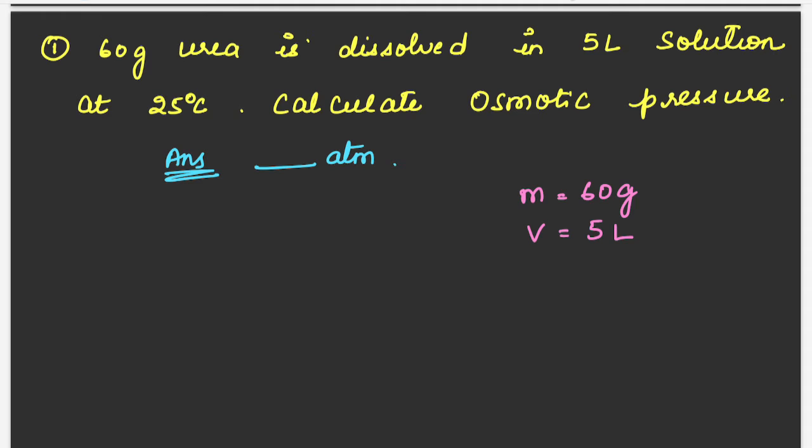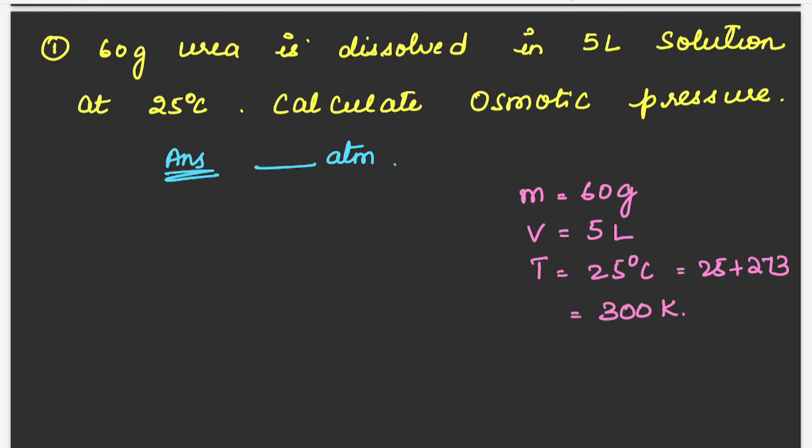Then temperature. The temperature is given as 25 degrees Celsius. So convert this to Kelvin. 25 plus 273, so this is equal to 300 Kelvin.